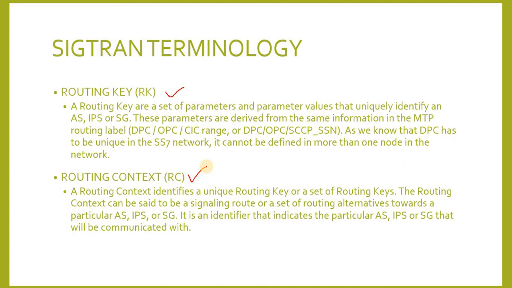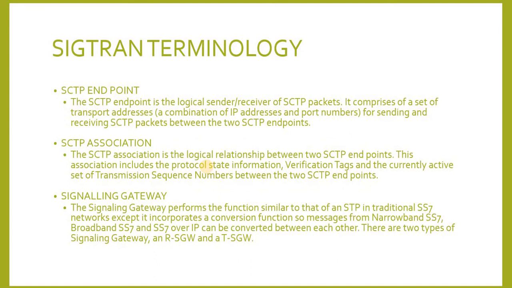SCTP endpoint. The SCTP endpoint is the logical sender/receiver of SCTP packets. It comprises a set of transport addresses, a combination of IP addresses and port numbers, for sending and receiving SCTP packets between the two SCTP endpoints. These transport addresses must be unique to the SCTP endpoint throughout the network. This is very similar to the signaling point code of a node being unique within the signaling network.